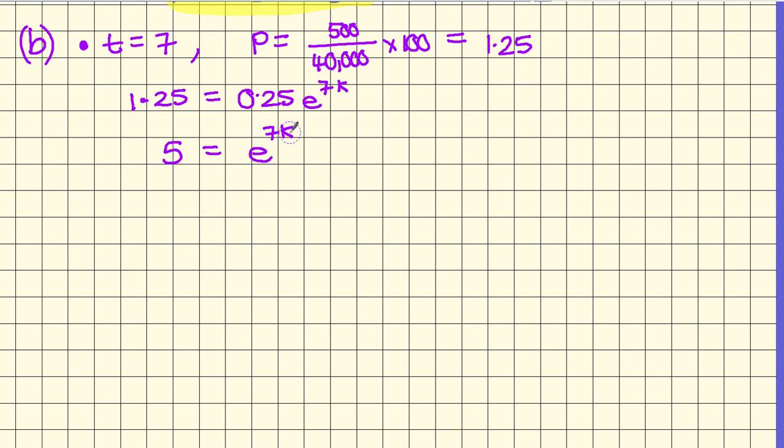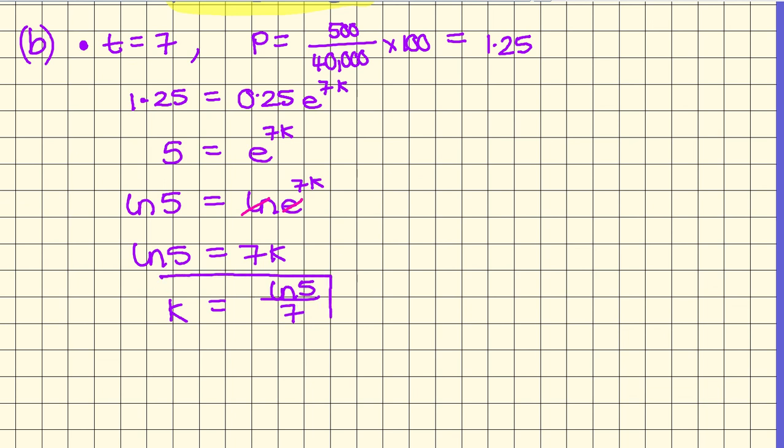Okay, so we need to get k by itself. I want to get rid of this exponential. The only way of doing that is by doing the opposite, taking ln's on both sides. So ln 5 equals ln e to the 7k. The whole point of doing that is because this ln and e are opposite, so they cancel. So it leaves me with ln 5 equals 7k. Quite easy, just divide by 7 now to get k by itself. Okay, so we've now worked out what k is going to be, ln 5 over 7.